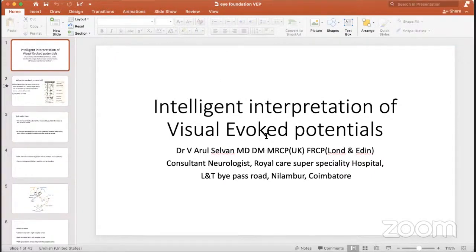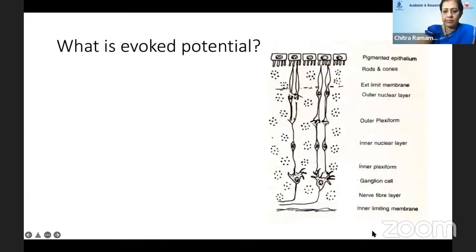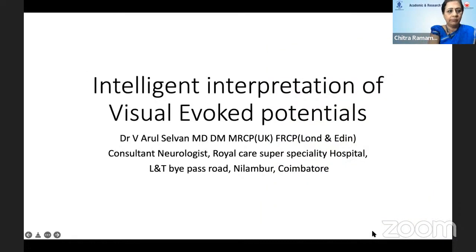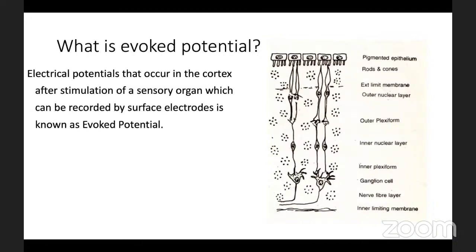So what is an evoked potential? An evoked potential is a volley of impulses that are generated. It's not moving. Could you move the slide? Yes. So evoked potentials are generated from the volley of impulses produced at the retina when someone is focusing, at the retinal nerve fiber layer, and then it is recorded at the occipital cortex.